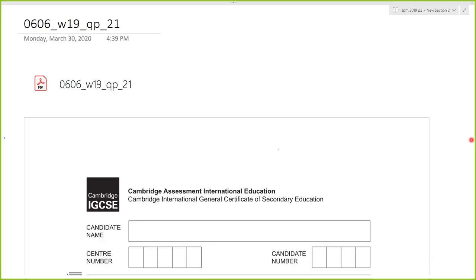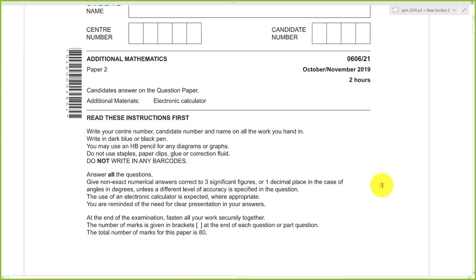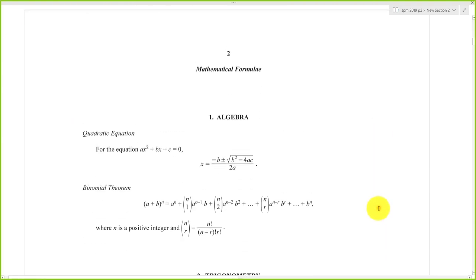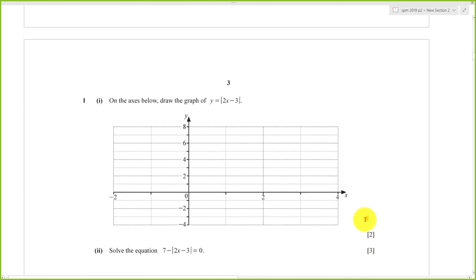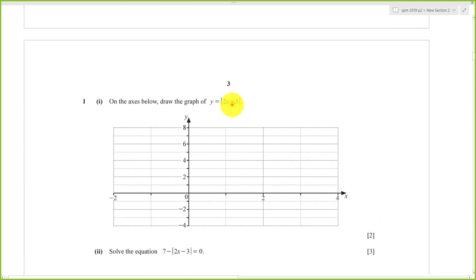Okay, so today we discuss this paper 21, 2019 October November. Let's start from the first question. Whenever you see this modulus graph, in your syllabus basically you only have two choices. It will be either a V shape or a W shape.